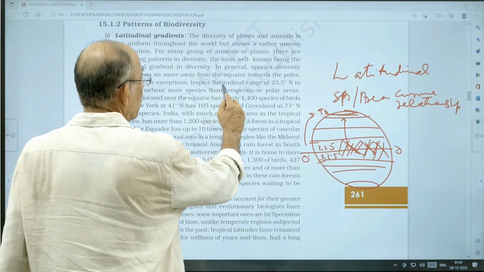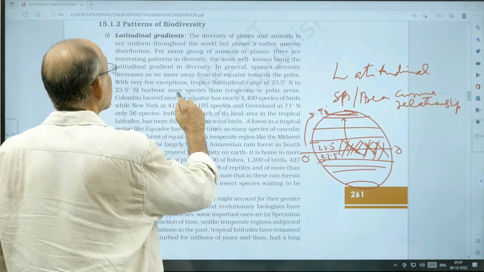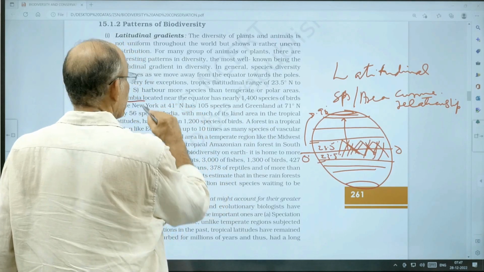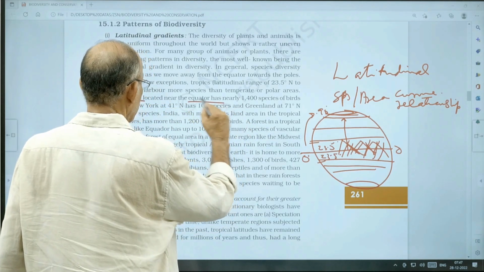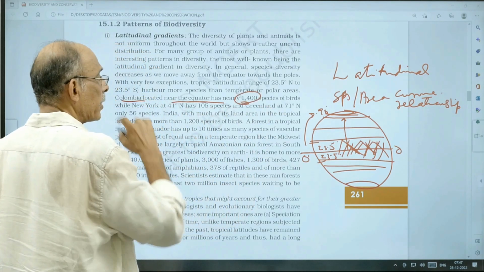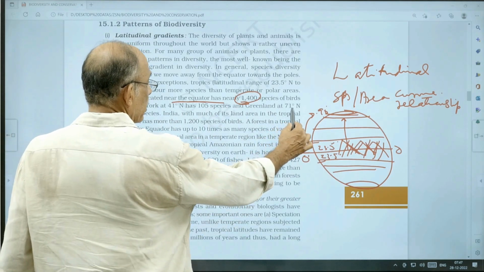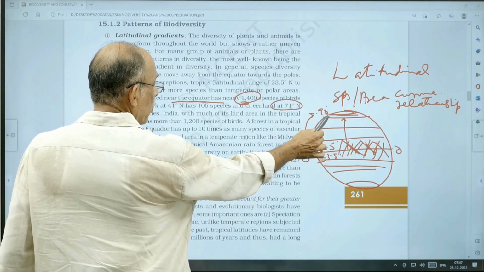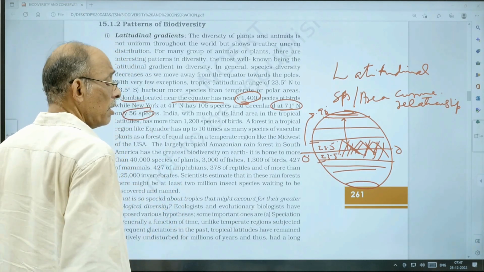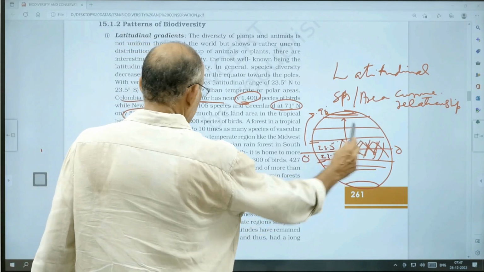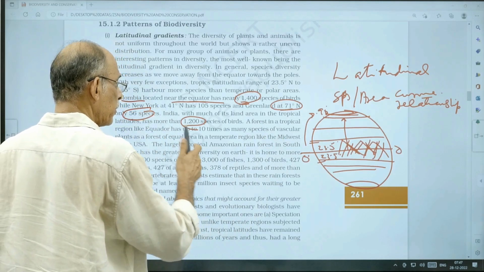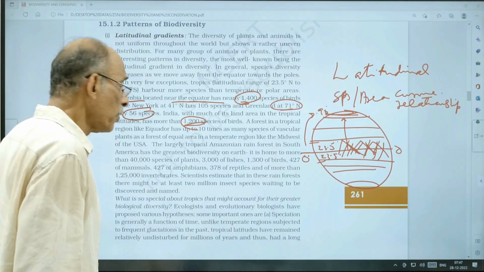There are a few examples. Colombia is located almost on the equator, though not exactly. It has 1,400 species of birds. Whereas Greenland, at about 70 degrees, is close to the polar regions, and has only 56 species of birds. India, which is in tropical latitudes, has 1,200 species of birds.